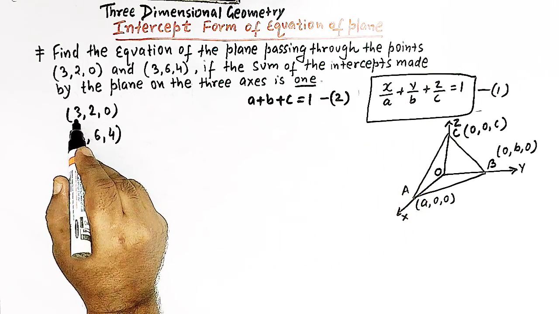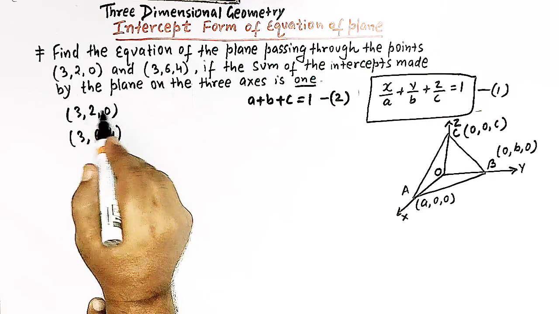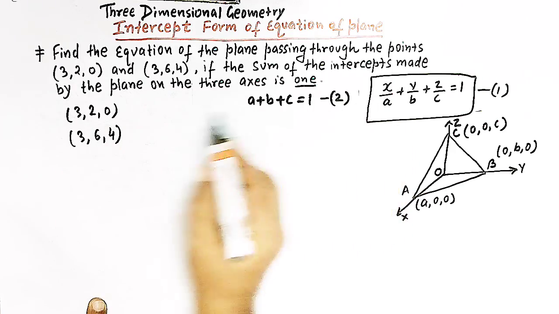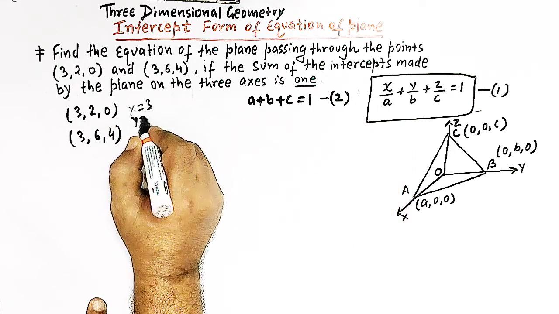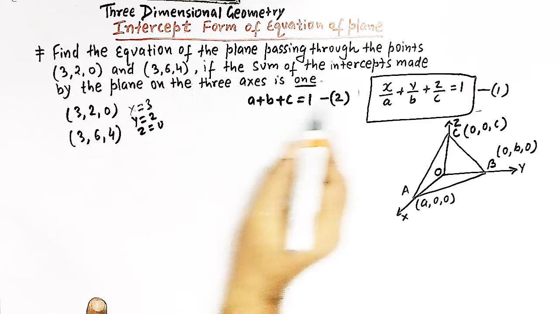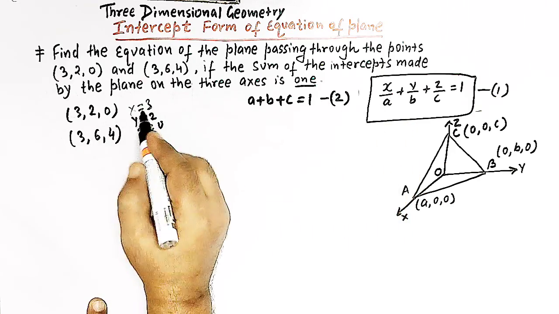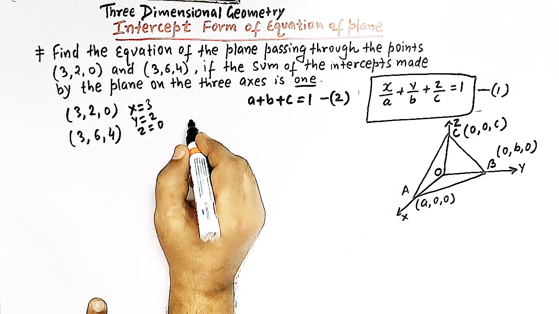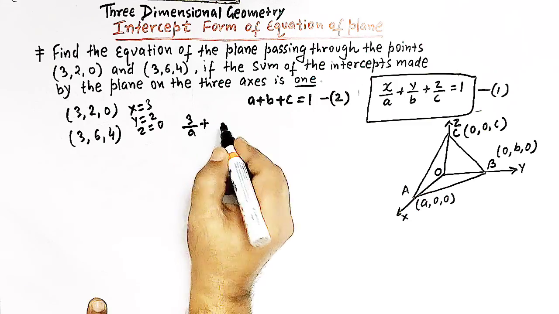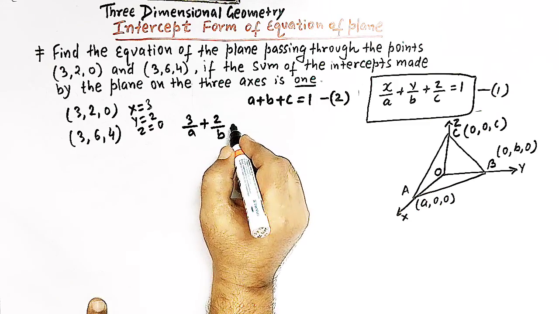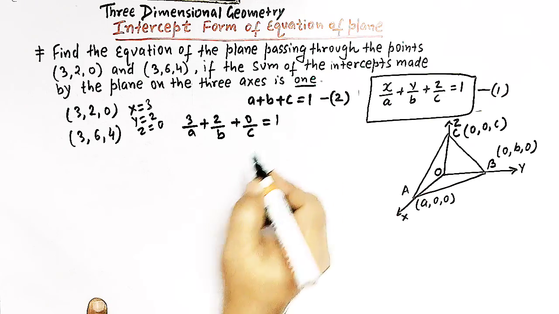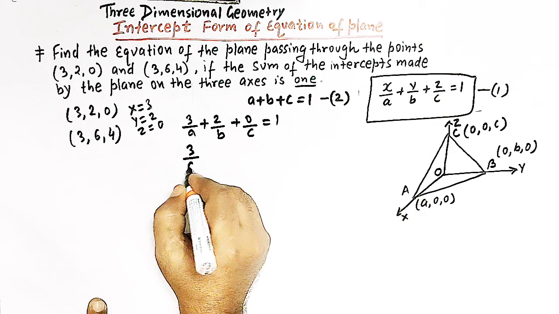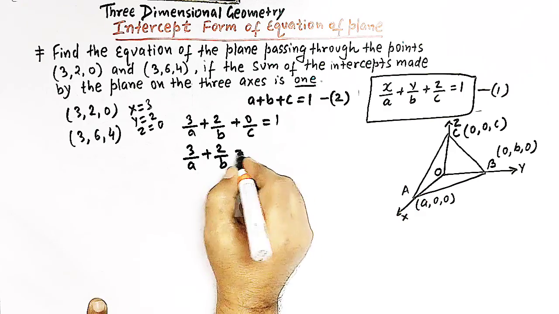Now this plane passes through this point. That is, this point satisfies the equation of the plane. So here we can now take x is equal to 3, y is equal to 2, and z is equal to 0. Taking x is equal to 3, y is equal to 2, and z is equal to 0 in this equation, we have 3 over a plus 2 over b plus 0 over c is equal to 1. Now 0 over c is equal to 0, so we have simply 3 over a plus 2 over b is equal to 1.